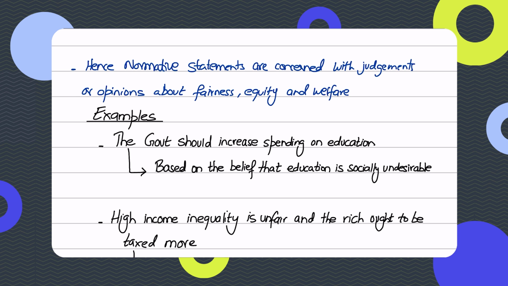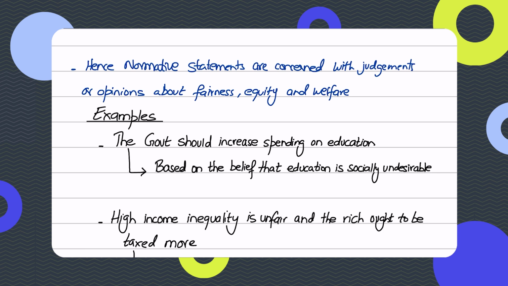Value judgments are always divided between opinions. When someone has an opinion, that opinion could either be good or bad, but the ultimate objective of an opinion is to state whether something is desirable or not, or fair or unfair, or equitable or inequitable, or whether it's good for welfare or not. So that is why we're clubbing it like this.